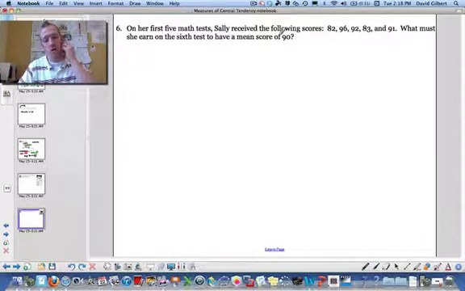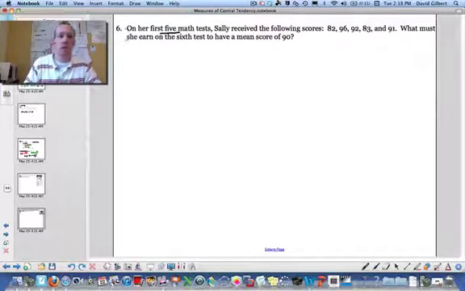These are always on the SATs and ACTs, and lots of standardized tests have these. They come up a lot. So on our first 5 math tests, Sally received these scores. What must she get on the 6th test to have a mean score of 90? So we want our average to equal a 90.